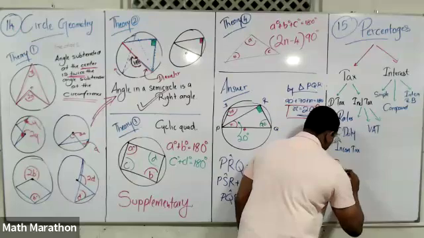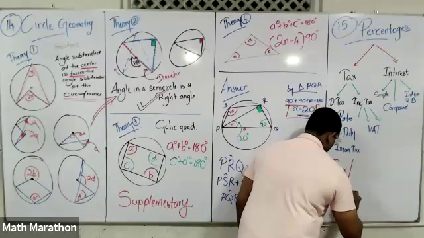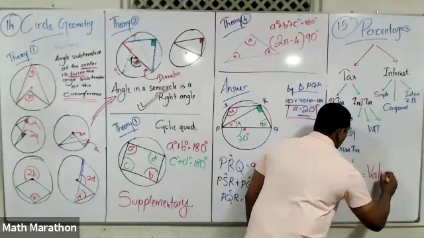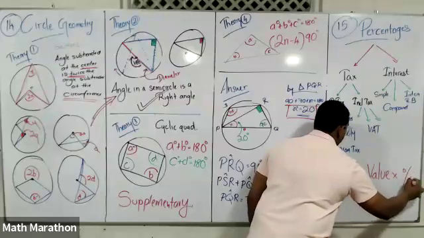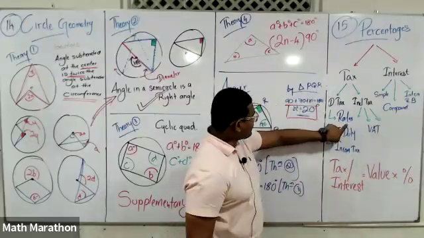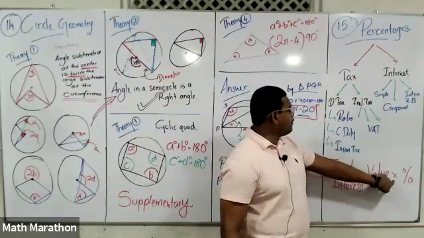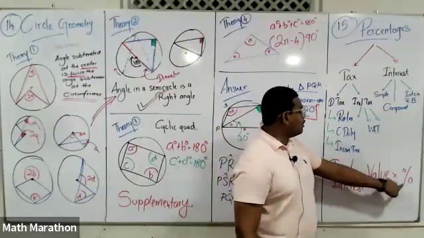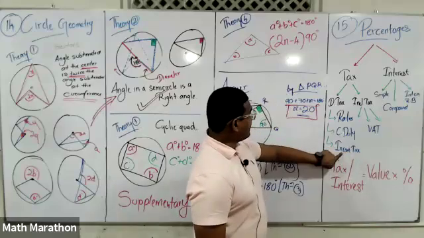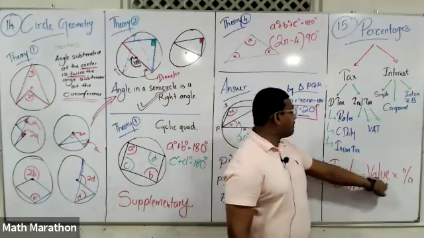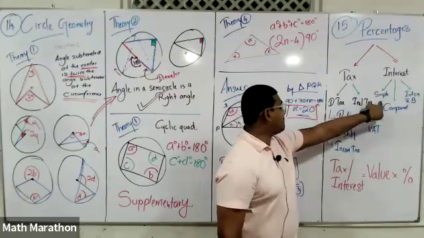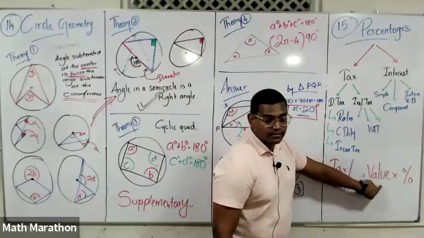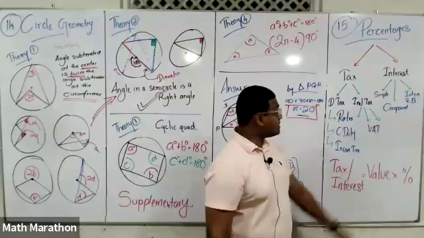Tax or interest is equal to value into tax percentage. That's it. If it's rate, it equals value into rate percentage. If it's custom duty, duty equals value into duty percentage. If it's income tax, tax equals income into income tax percentage. If it's simple interest, interest equals loan or deposit into simple interest percentage.